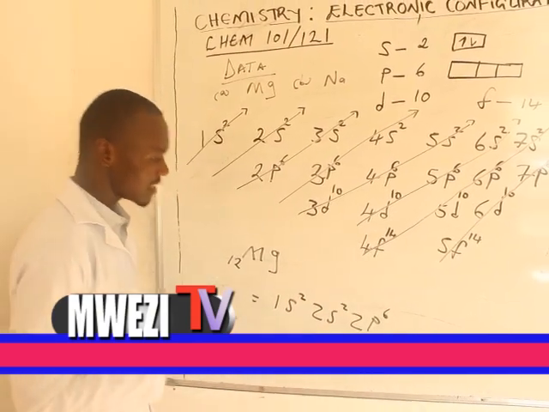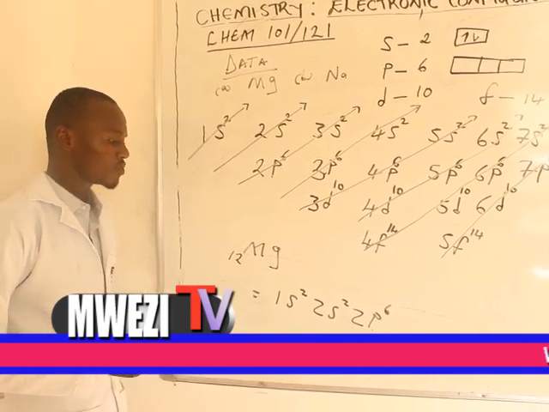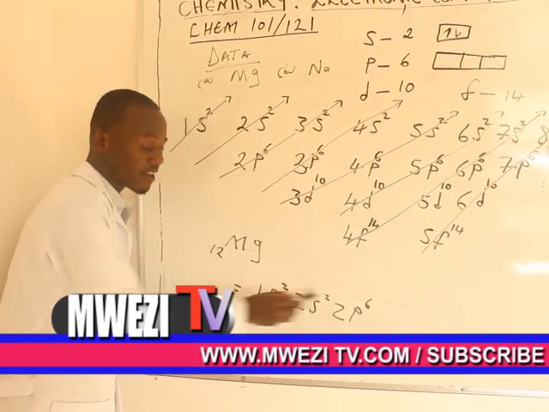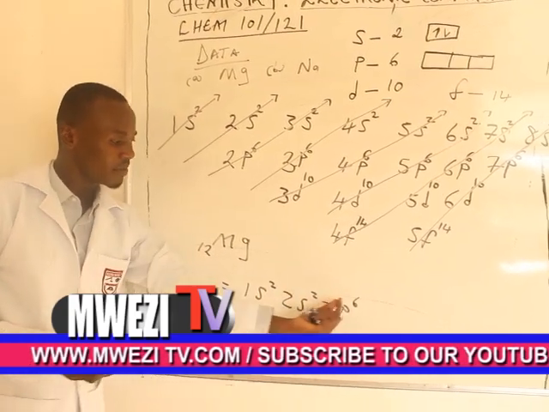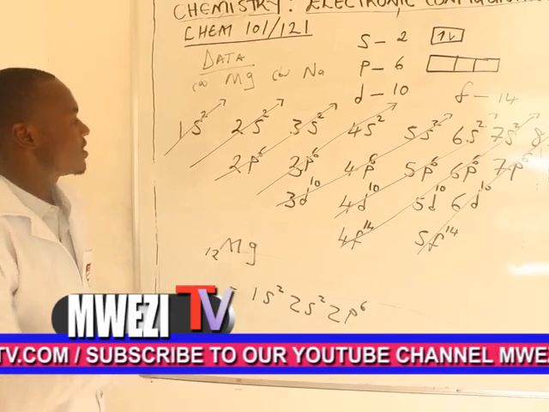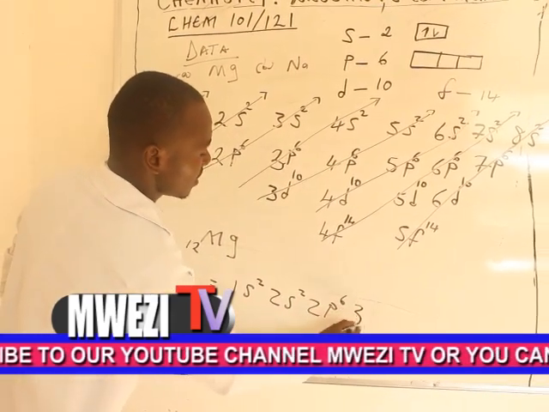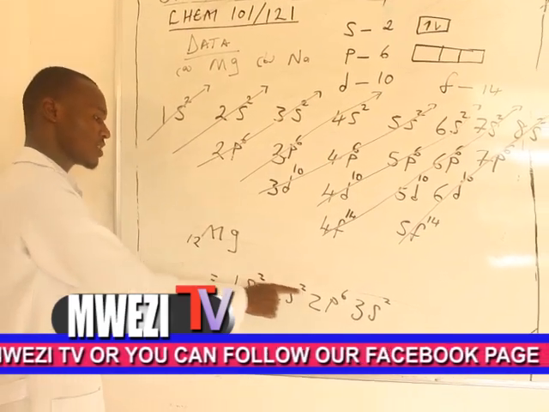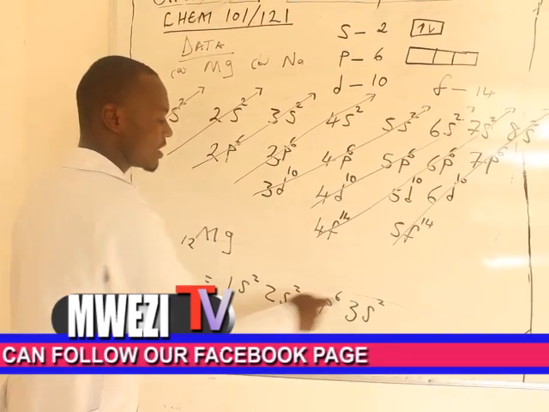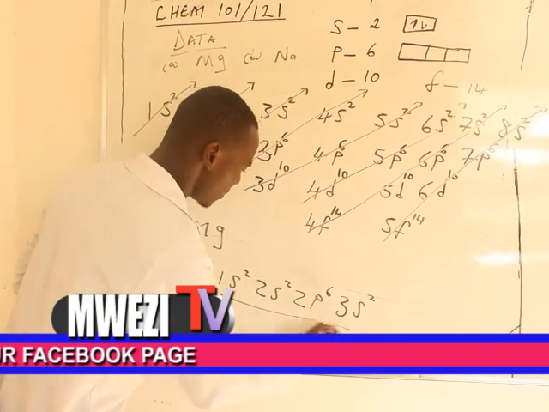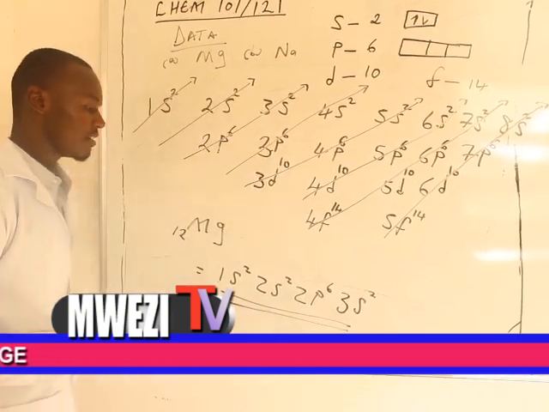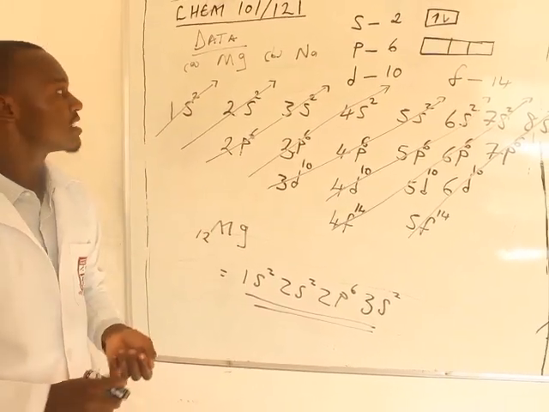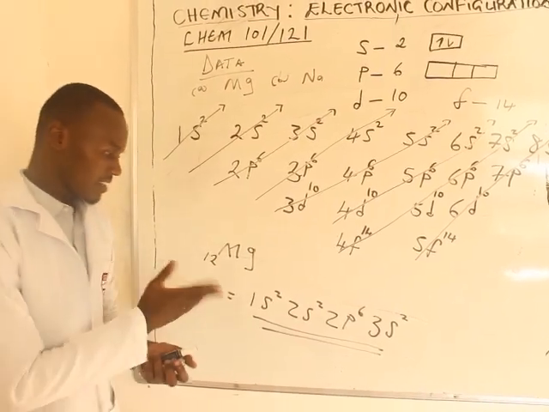In as much as we are writing these items, we should be very attentive that when we add these numbers, they finally add up to 12. So we are simply remaining with two. From 2p6, we write 3s2. By so doing, you discover that 2 plus 2 is 4, plus 6 is 10, plus 2 is 12. So this is what we call the SPDF electronic configuration of magnesium. Now there is the remaining part, the number system.